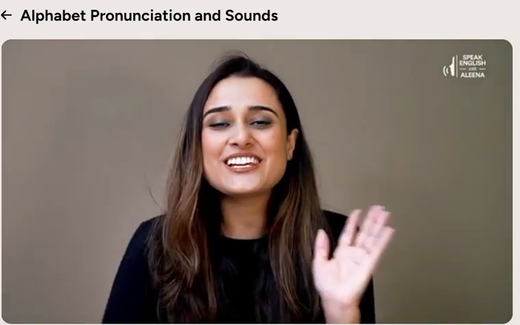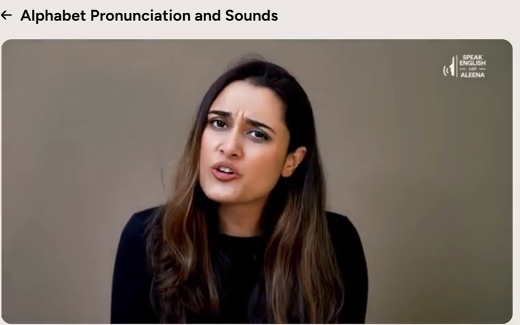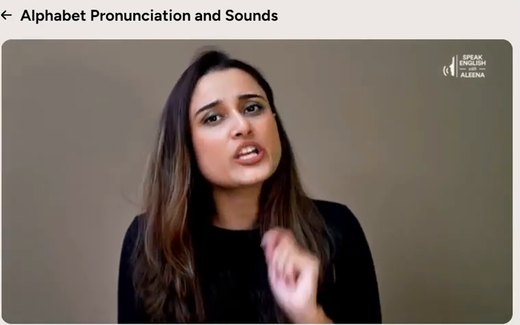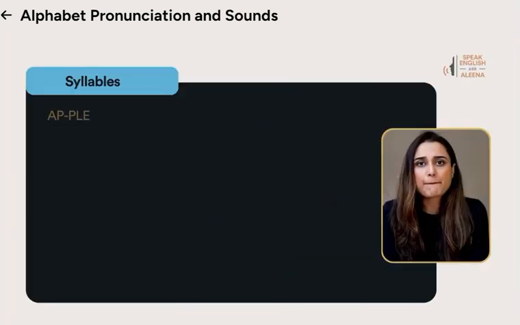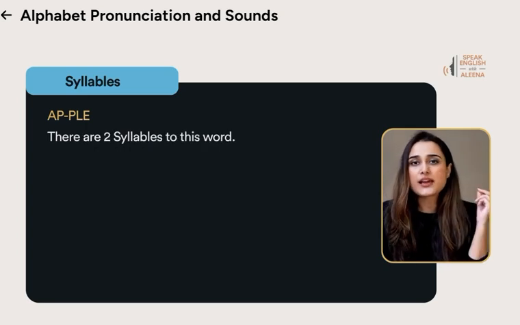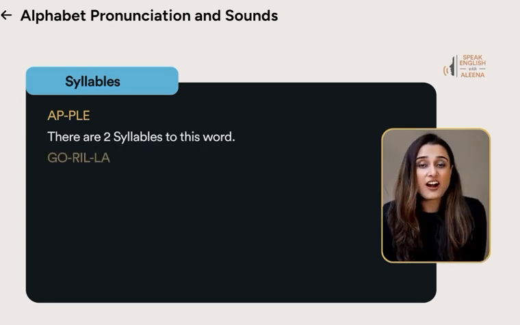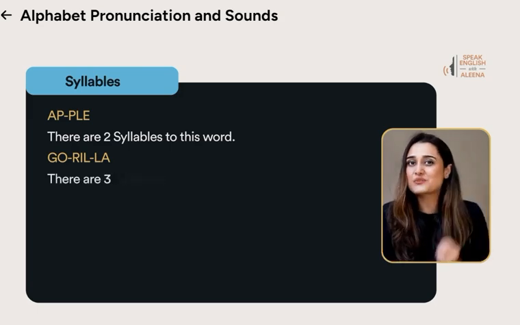You got it now. Let's understand the concept of syllables next. What are syllables? I'm sure many of you must have already heard the word. Syllables are the beats of a word. Let me take a word. Apple. So there are two syllables to this word. Gorilla. Go-ril-la. So there are three syllables to this word.